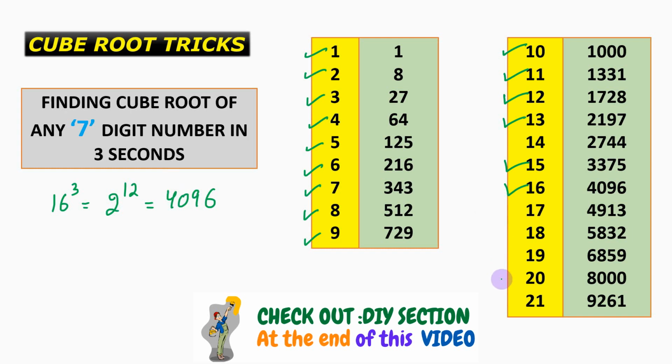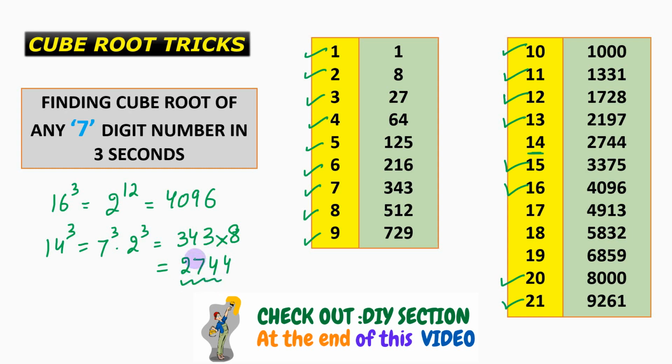Now 20 cube you must be remembering, that is 8000 obviously, and the cube of 21 you should always remember, that is 9261. Now we are left with the cube of the number 14. Now 14 cube can be written as 7 cube into 2 cube. So 7 cube is 343 and 2 cube is 8. When you multiply these two numbers, we get 2744, and you have to remember this.